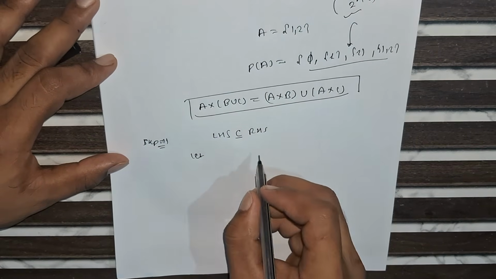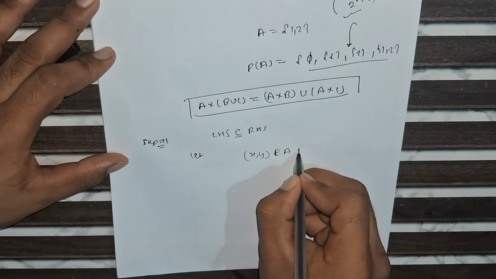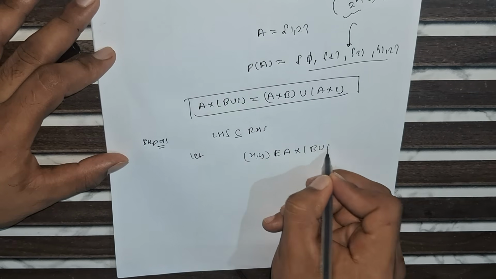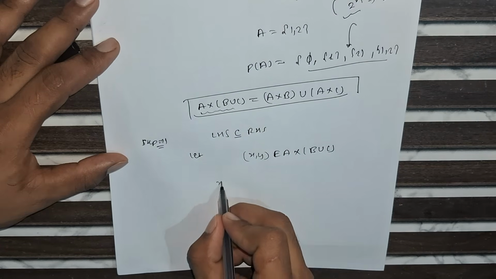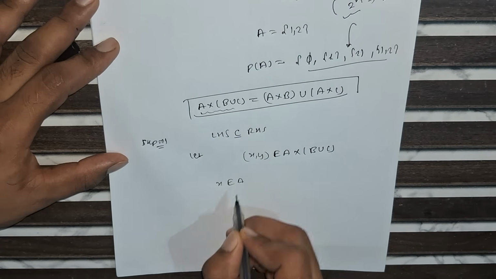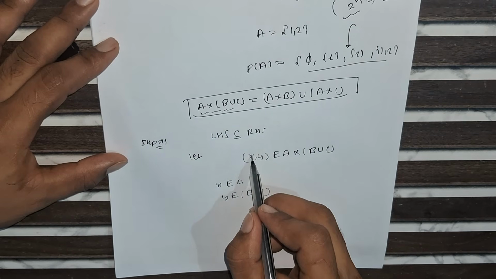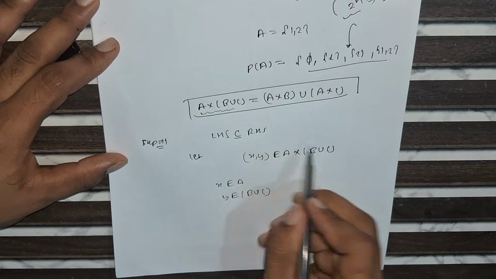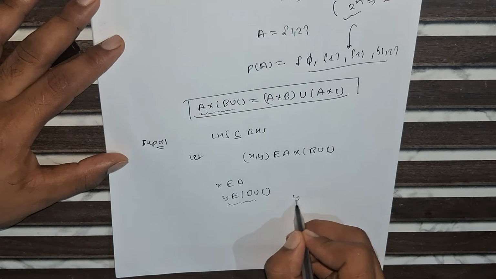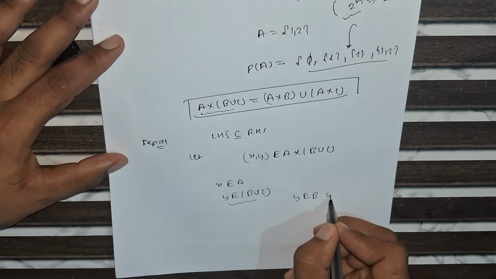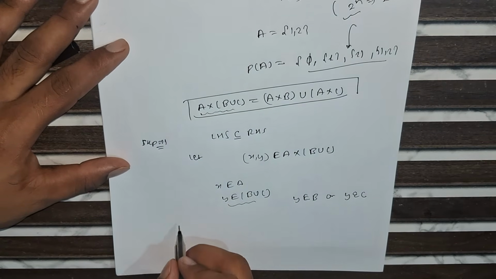For that, we consider (X, Y) which belongs to A cross (B union C). Here we consider this as our left hand side. So we can say that X belongs to A and Y belongs to B union C. With the help of this expression, we can say that Y belongs to B or Y belongs to C. So here two cases are there.